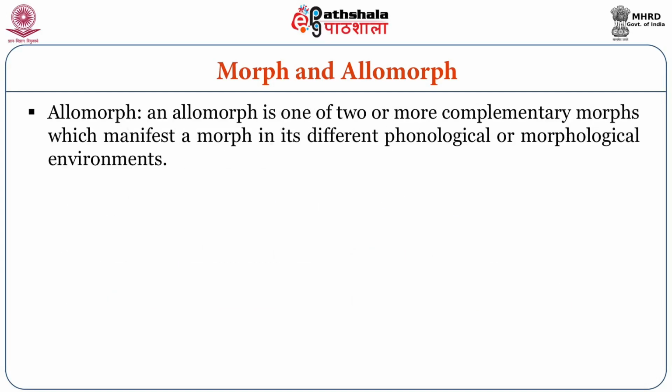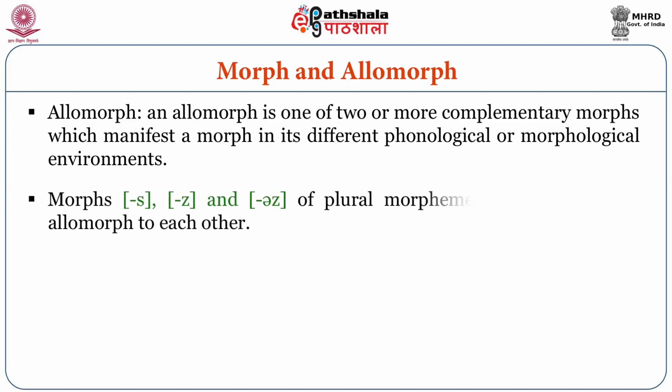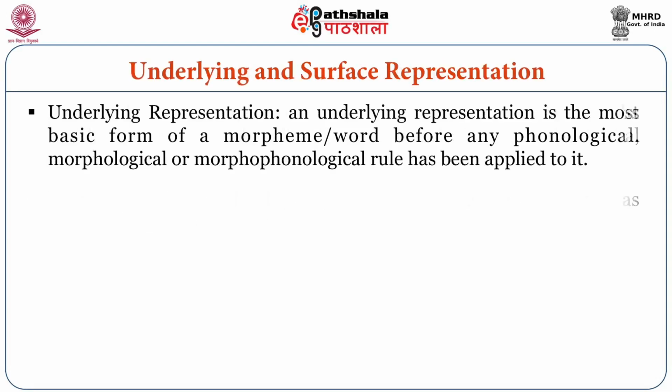Allomorph. An allomorph is one of two or more complementary morphs which manifest a morph in its different phonological or morphological environments. Morphs s, z and iz of the plural morpheme are considered allomorphs of each other. Now there are certain underlying representations. An underlying representation is the most basic form of a morpheme or word before any phonological, morphological or morphophonological rule has been applied to it.